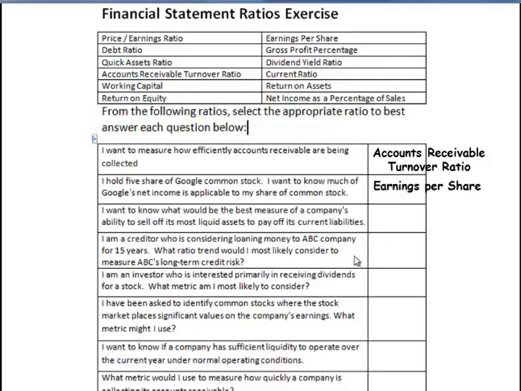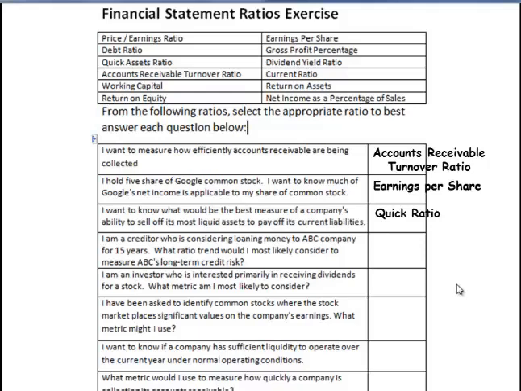I want to know what would be the best measure of a company's ability to sell off its most liquid assets to pay off its current liabilities. In other words, I want to be able to liquidate my current assets as quickly as possible. That would be the quick assets ratio, or again, it could be the acid test ratio. It means the same thing, but that would be the quick ratio.